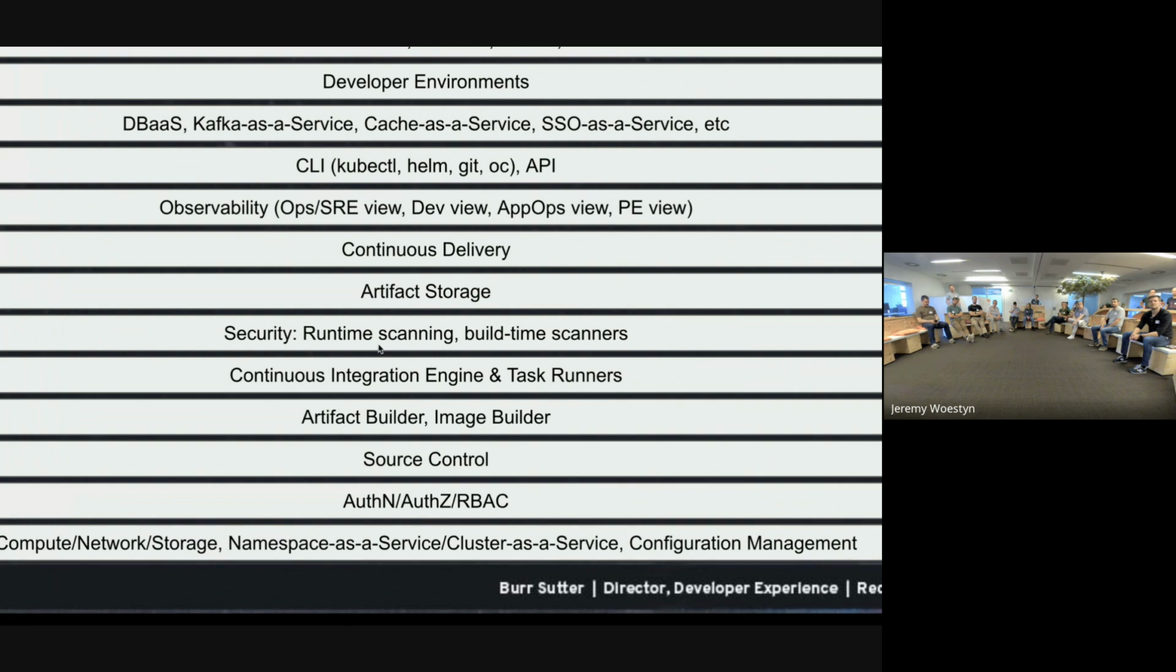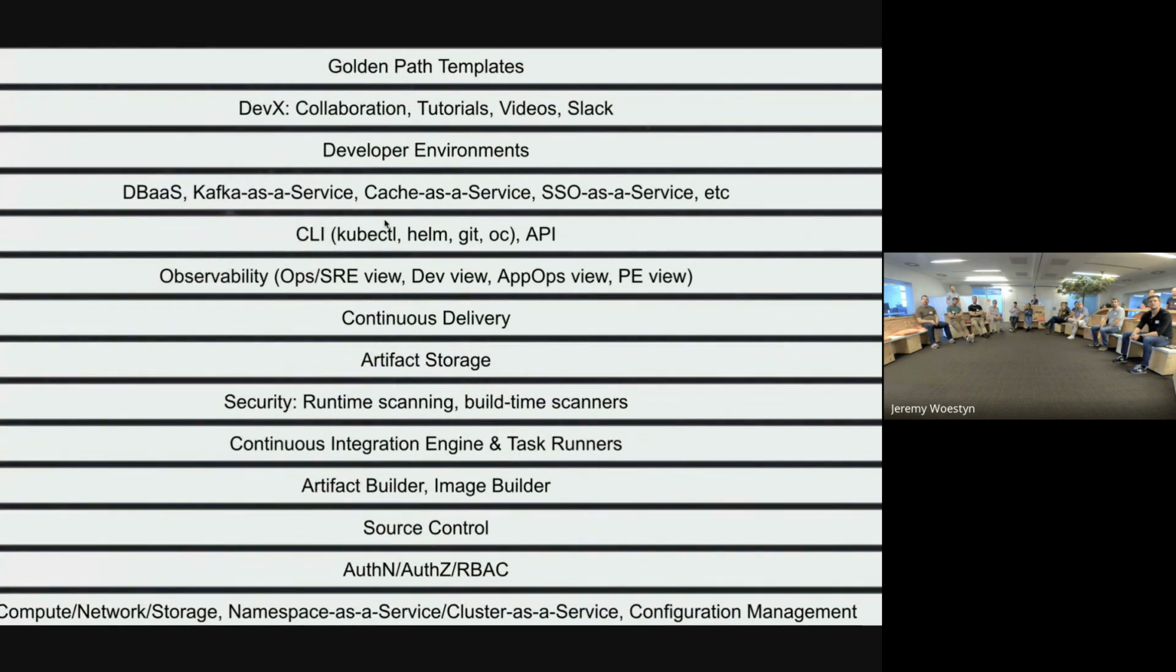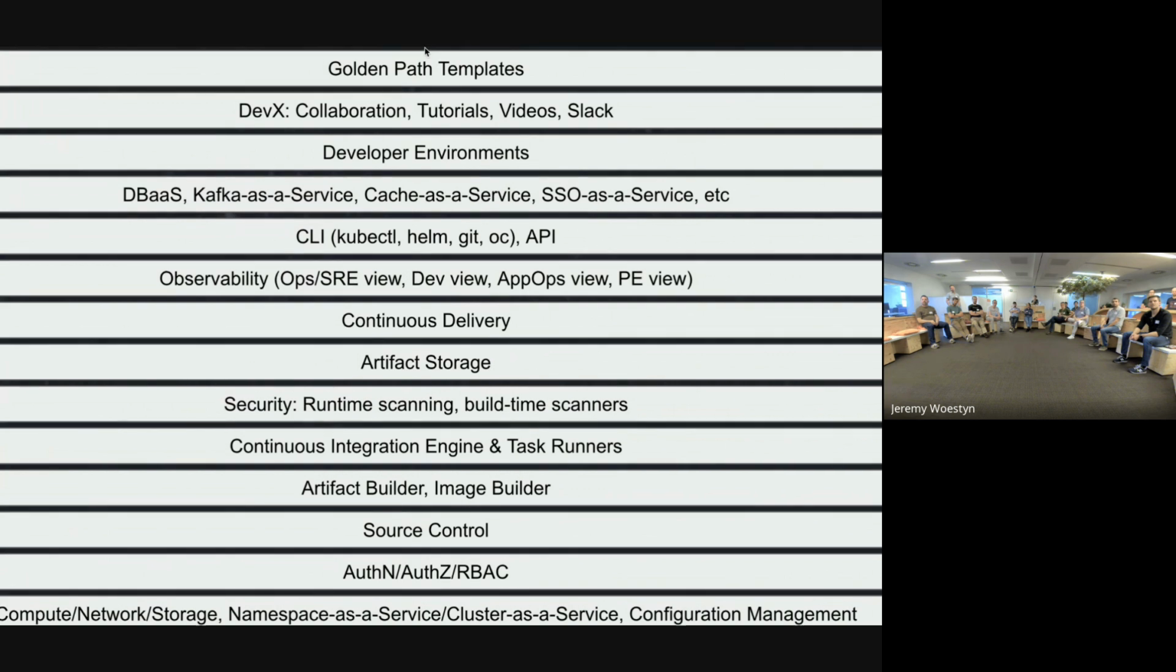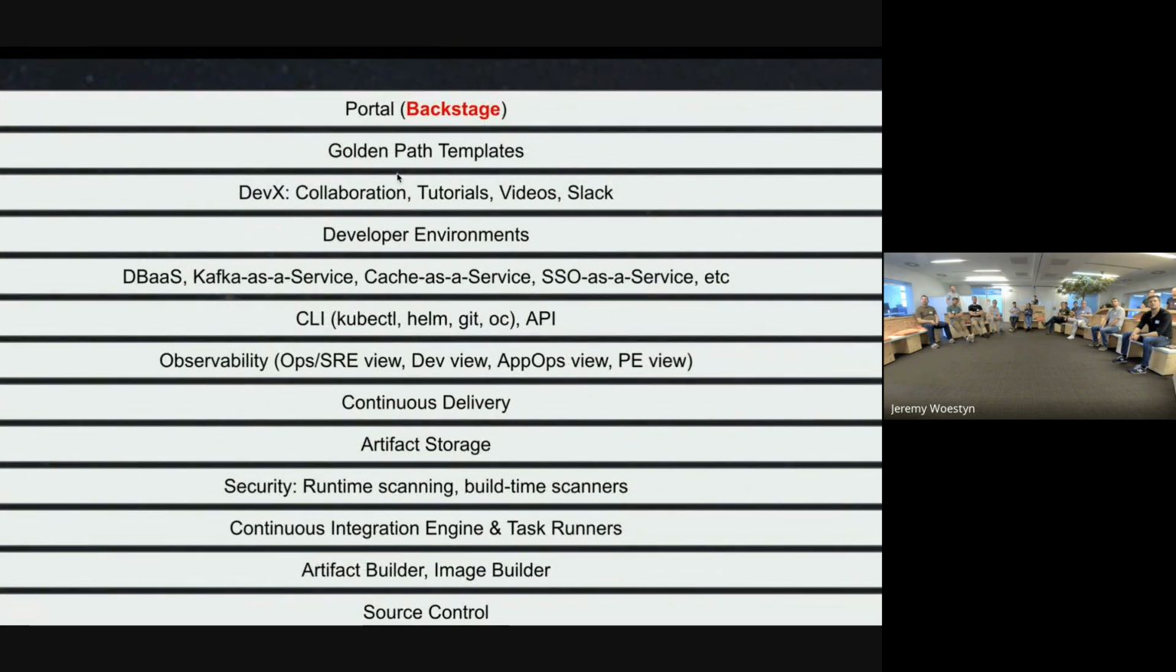Security, runtime scanning, build time scanners. What artifact storage is going to be. What a continuous delivery solution is, Argo CD or something else. What observability tools do we want? What CLIs might we use? Helm, kubectl, oc, Git, APIs, cache as a service, database as a service, Kafka as a service, development environments, DevX and tutorials and really cool stuff on top, and then golden path templates, and then maybe a portal on top of that.